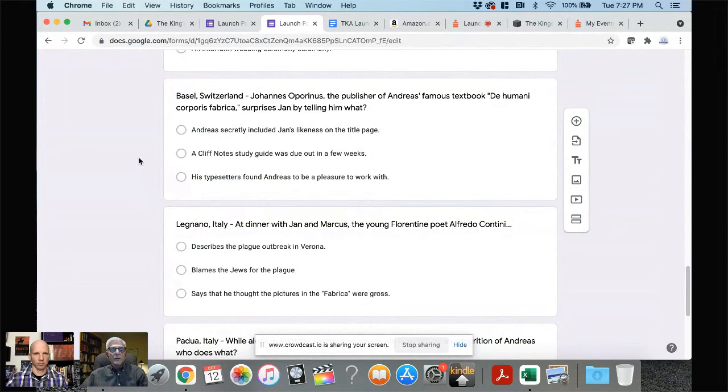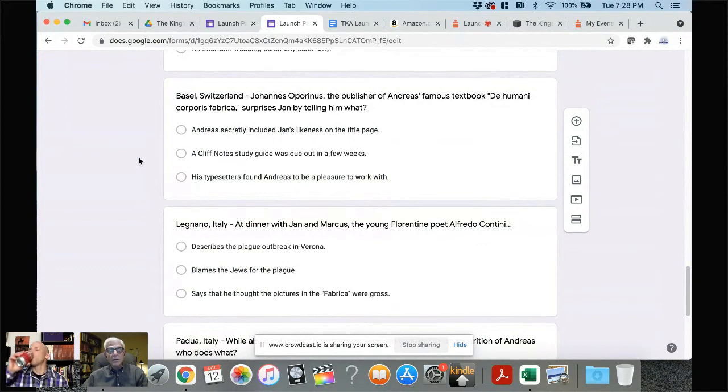From Ornans, they went on to Basel, Switzerland, and I'm told that they say Baal in Switzerland, but I'm sticking with Basel. Sounds right. Johannes Operinus was the guy who published Andreas's famous textbook. And when Jan meets him again after many, many years, he gets surprised by hearing that, not that there's Eclipse Notes coming out, not that his typesetter has found Andreas a pleasure to work with. In fact, it was quite the opposite.